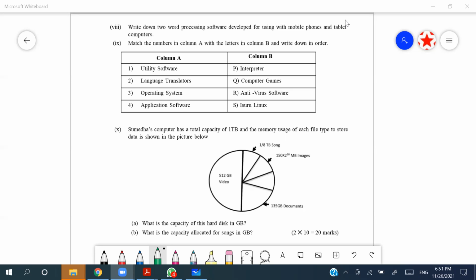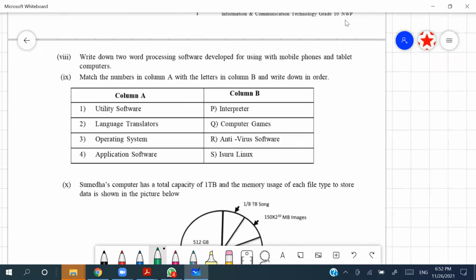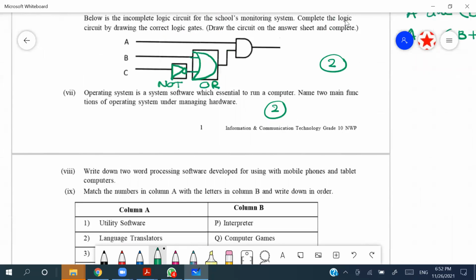Is there anyone still doing this? Or can we go for the discussion? All right, so let's move to the discussion. So the eighth part is talking about writing down two word processing software developed for use with mobile phones and tablet computers. Yeah, so you can take MS Word. There are mobile versions created by Microsoft. And you can take Google Docs. And you can say Kingsoft Office, actually. And in the previous class, someone mentioned Polaris Office as well. Right, those kinds of things.